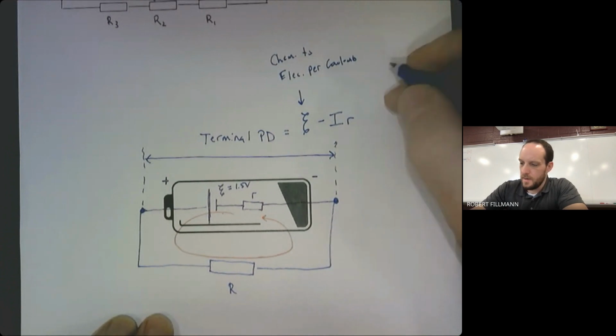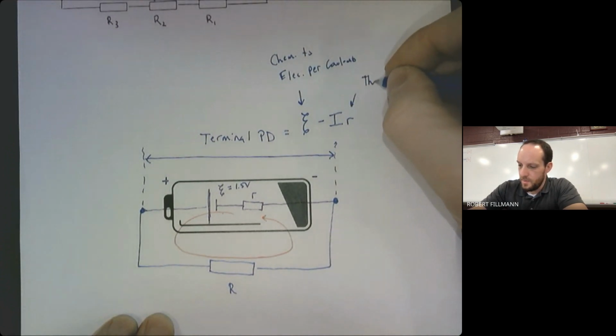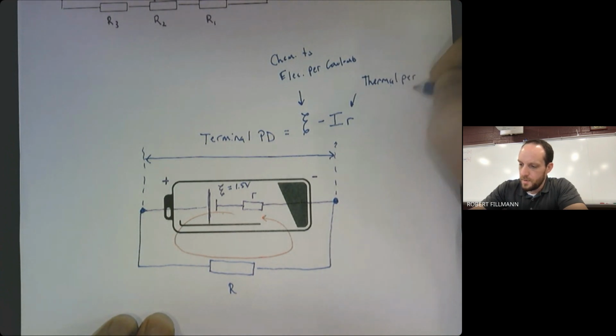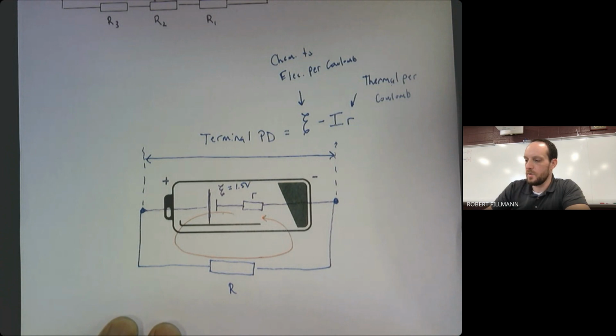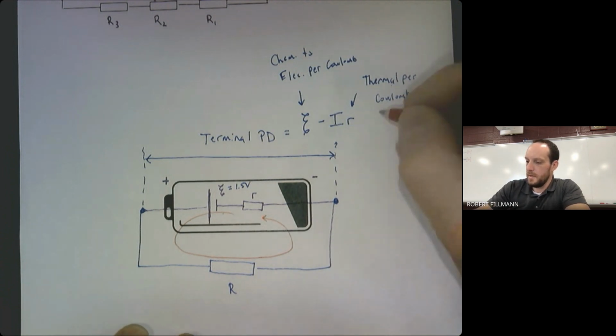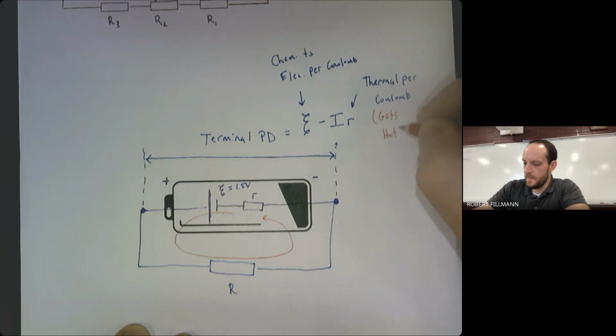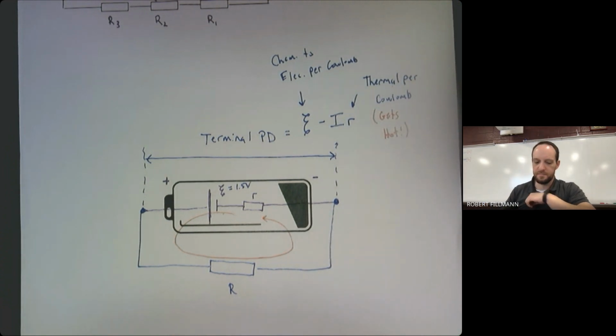And over here, we have our thermal energy per coulomb dissipated in the internal resistance. And effectively what that means is that the battery gets hot. That energy has to go someplace as it heats up. Okay, so that ends the material.